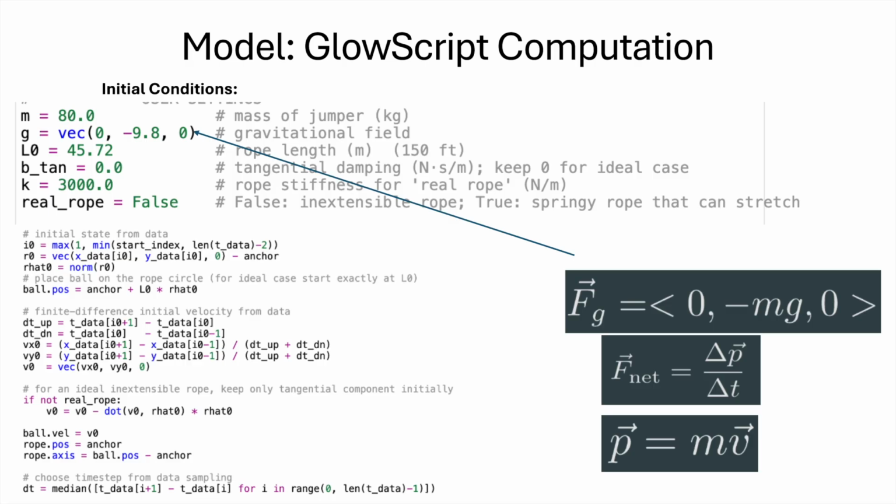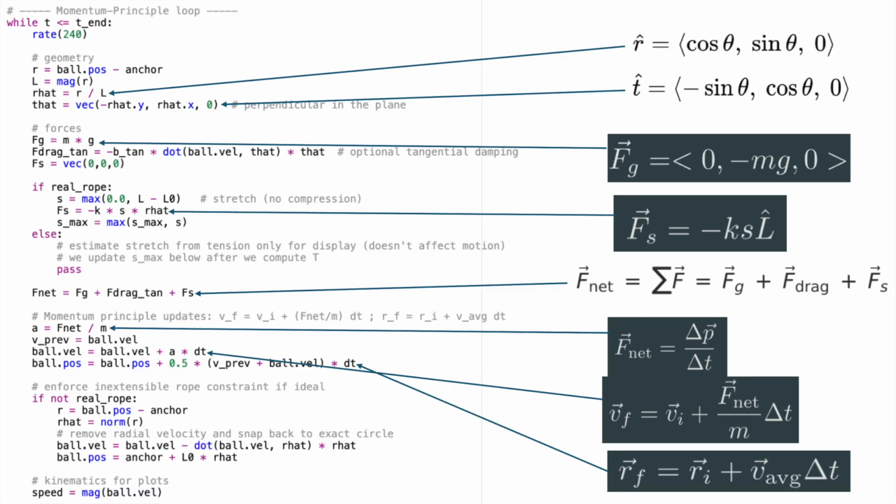For the ideal rope, I remove the radial part. The time step, delta t, comes from the data spacing. Each step, I rebuild geometry, r hat, t hat, compute forces: gravity plus optional tangential drag plus spring if the rope is stretched. We sum to f net, and then update acceleration, which is equal to f net upon mass, velocity and position using the velocity and position update formulas from Newton's second law.